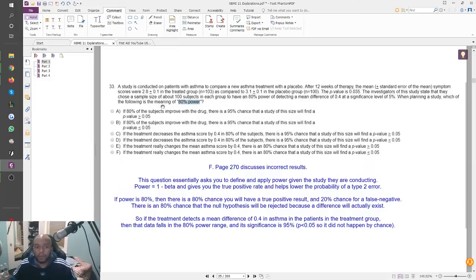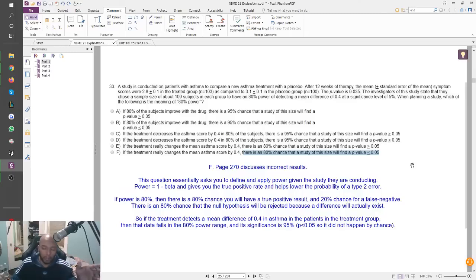So what is 80% power telling you? And then you read all your answer choices, and you could take your time reading it. But 80% power means exactly what it says in answer choice F. If the treatment really changes the mean asthma score by 0.4, there is an 80% chance that a study of this size will find a p-value less than 0.05, which means that if this treatment actually helps an asthmatic person, there's an 80% chance that that occurred because it's actually true. Right? Because it's actually true.